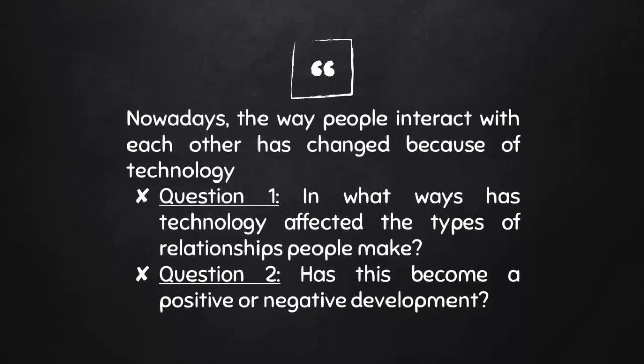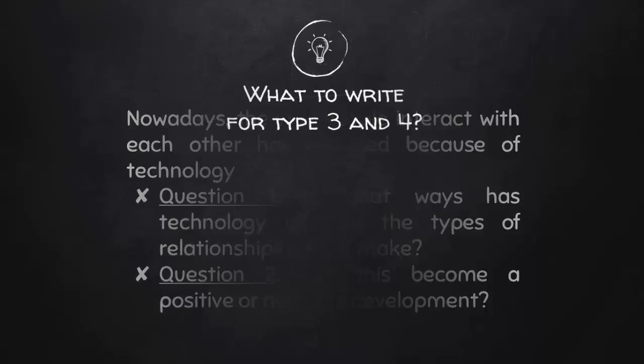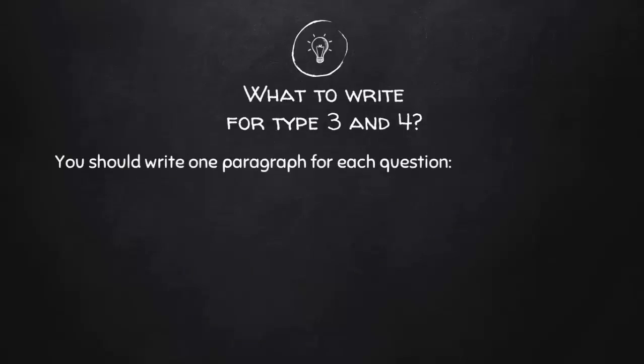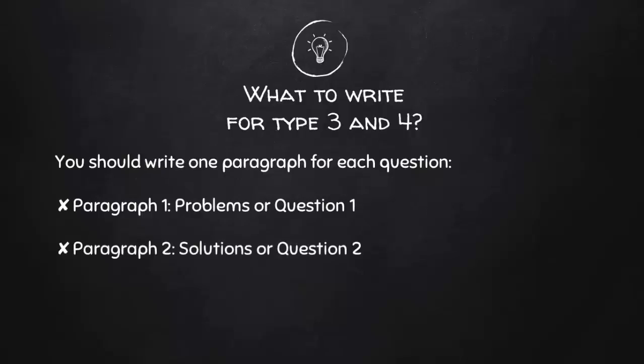These questions can be a nightmare to anyone who writes by the book and does not know how to develop ideas on their own. This is why VIC is making tutorial videos to help you improve your real writing skills. So, what do you write for type 3 and 4? For the last two types, you just need to address each question in each paragraph. For example, write about the problems or question 1 in paragraph 1 and the solutions or question 2 in the next paragraph.